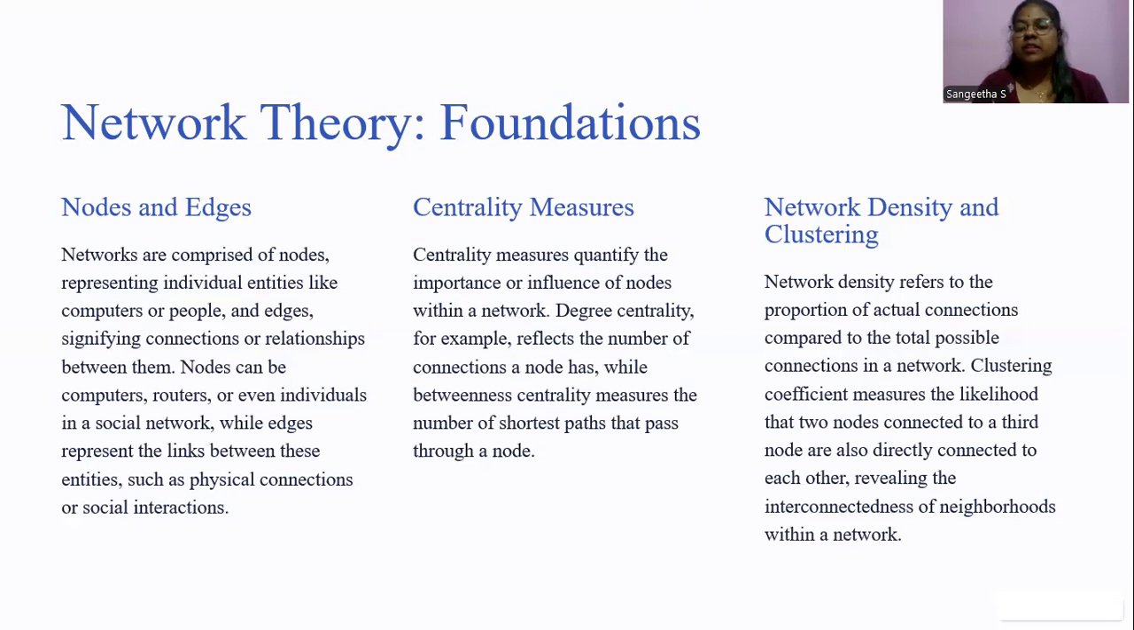Centrality measures. Centrality measures quantify the importance or influence of nodes within a network. Degree centrality, for example, reflects the number of connections a node has, while betweenness centrality measures the number of shortest paths that pass through a node. Network density and clustering. Network density refers to the proportion of actual connections compared to the total possible connections in a network. Clustering coefficient measures the likelihood that two nodes connected to a third node are also directly connected to each other, revealing the interconnectedness of neighborhoods within a network.